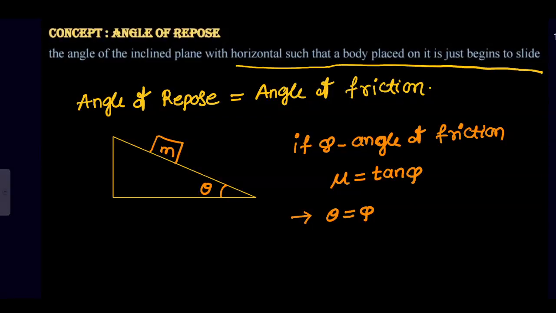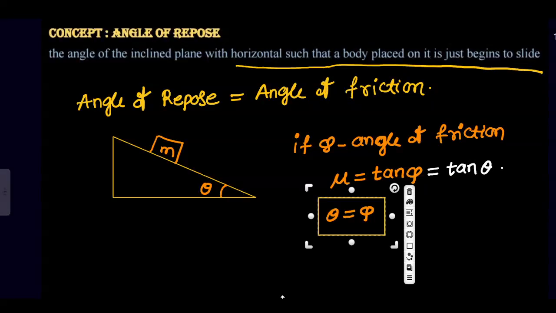So we can write mu is equal to tan phi. That is also equal to tan theta, where theta is the angle of repose. If theta is given, we can find the coefficient of friction. Theta and phi are equal. Angle of friction equals angle of repose.